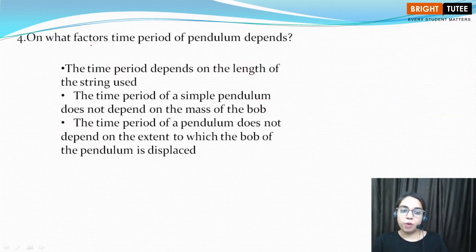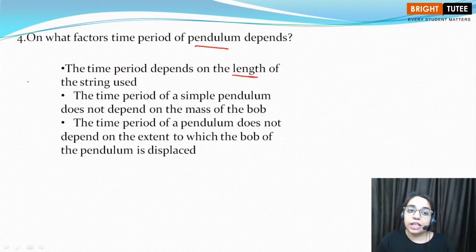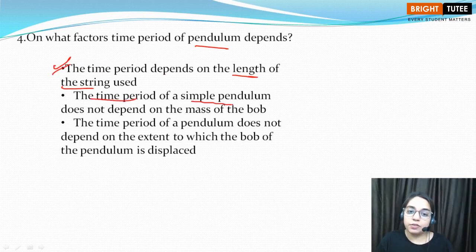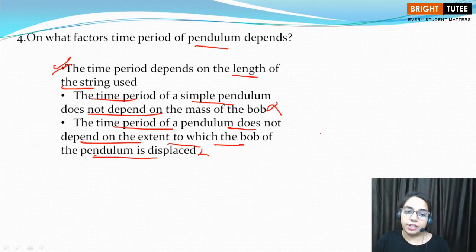So let's move to the next question. On what factors does the time period of the pendulum depend? So children, time period depends on the length of the string used. This is very important. Time period depends upon the length of the string. Then the time period of a simple pendulum does not depend upon the mass of the bob. Time period of the pendulum does not depend on the extent to which the bob is displaced. So it does not matter from which height you are releasing the bob.